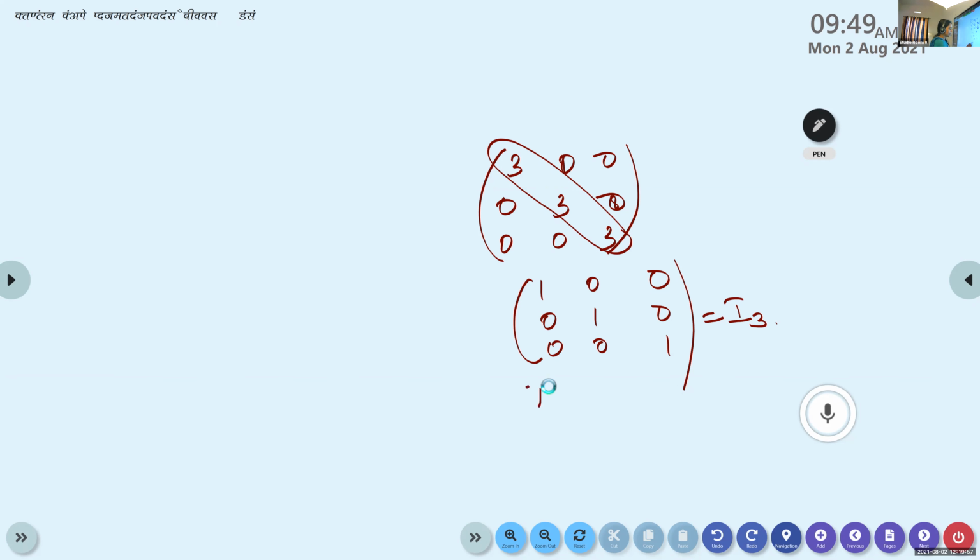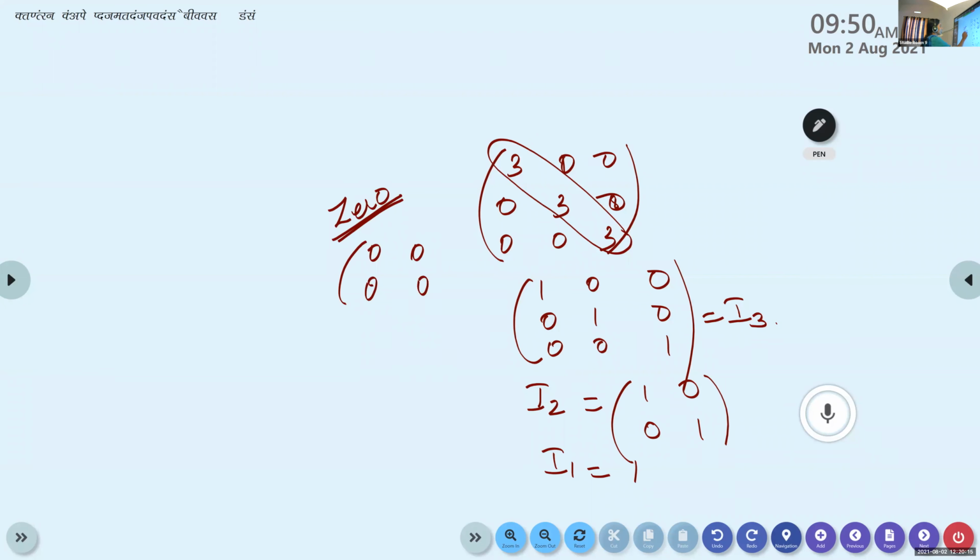I2 means identity matrix of order 2. So we get 1, 0, 0, 1. What is I1? It is simply 1. Identity matrix of order 1 means it is 1. But zero matrix, children, zero matrix can be a rectangular matrix. Identity matrix is always a square matrix. Note the difference. Zero matrix can be any matrix.